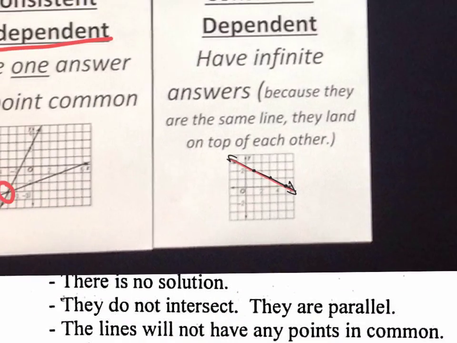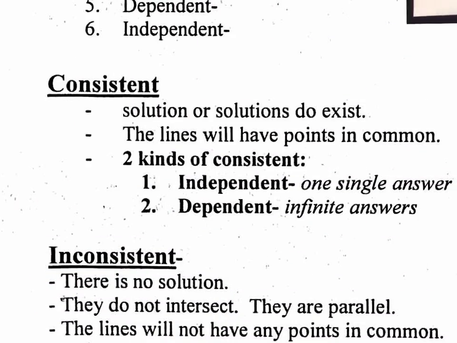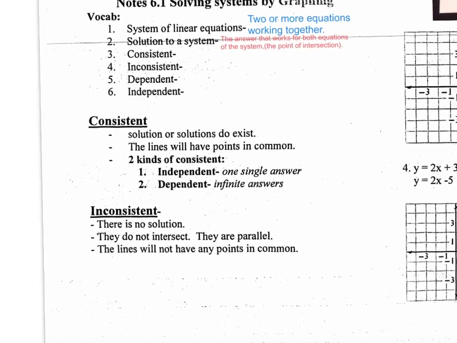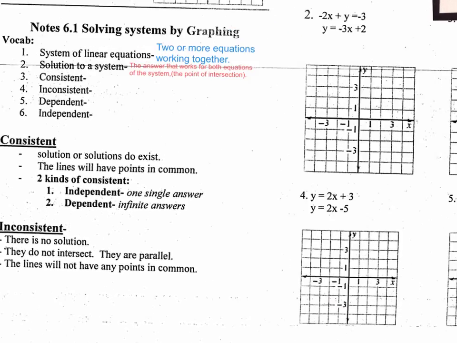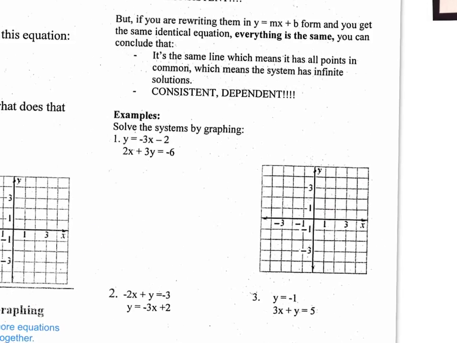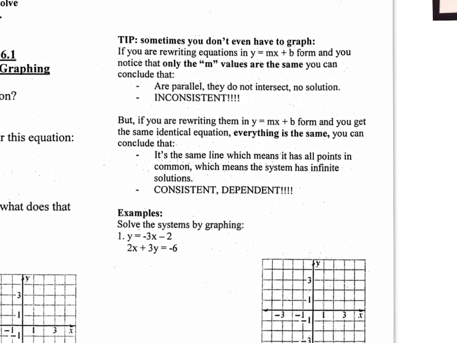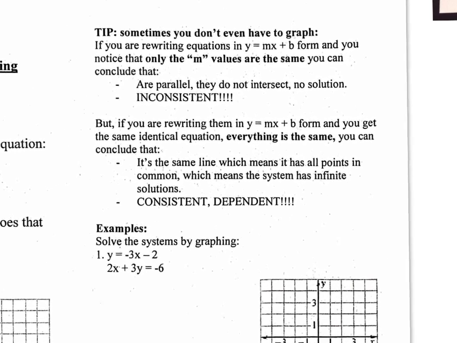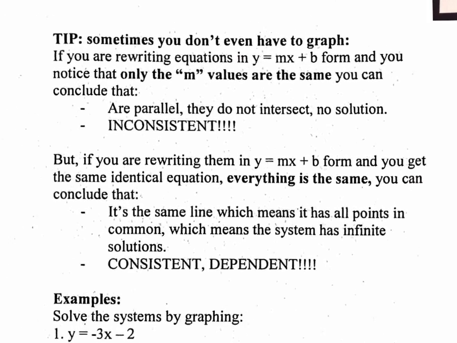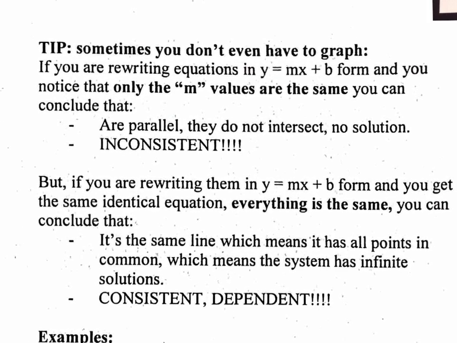Okay, so this is just for the classifying part. We're going to have to actually solve. It might be a good idea on this next section to solve and then classify. So let's take a look at the tip up here before we even get into this. It says sometimes you don't even have to graph. If you're rewriting an equation in y equals mx plus b form, and you notice that only the m's are the same, you can conclude that they're parallel, which means that they don't cross, which means that you're not going to have a solution to that system.